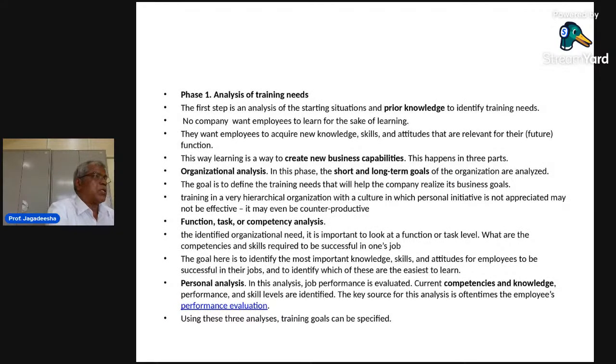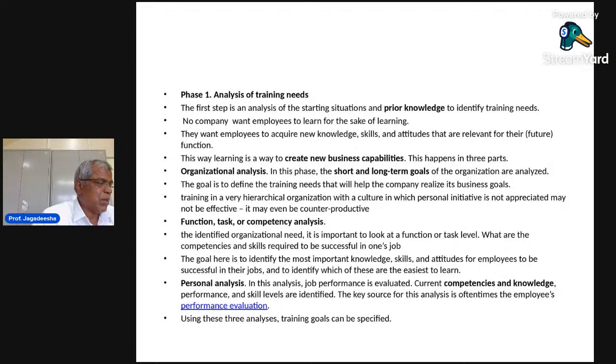Yes, the very first one in the model is why the training is required. There are four different phases, as I told you, and the very first one is analysis of the training need. You must identify the present knowledge of the employees concerned. Point number one. Point number two, what are the required knowledge and attitude, including the skill required. That should also be identified.